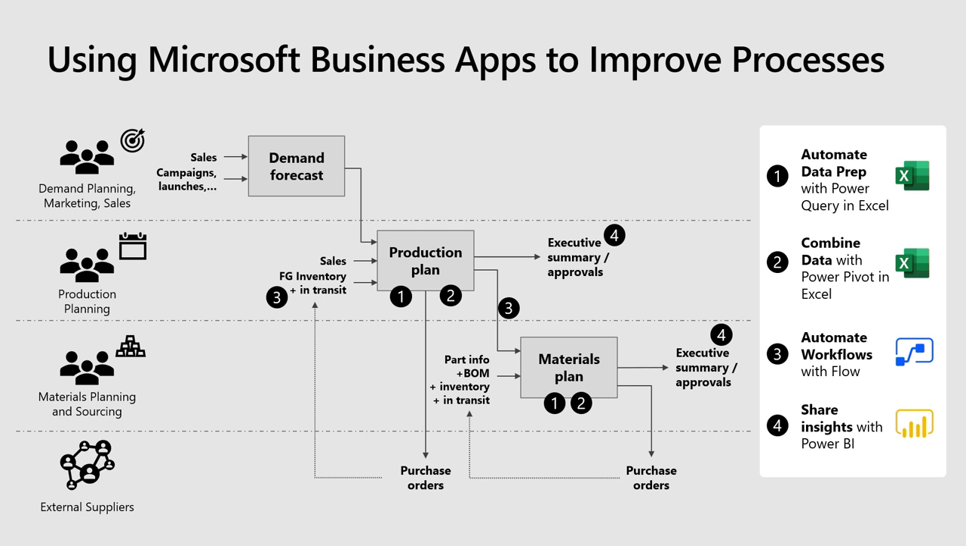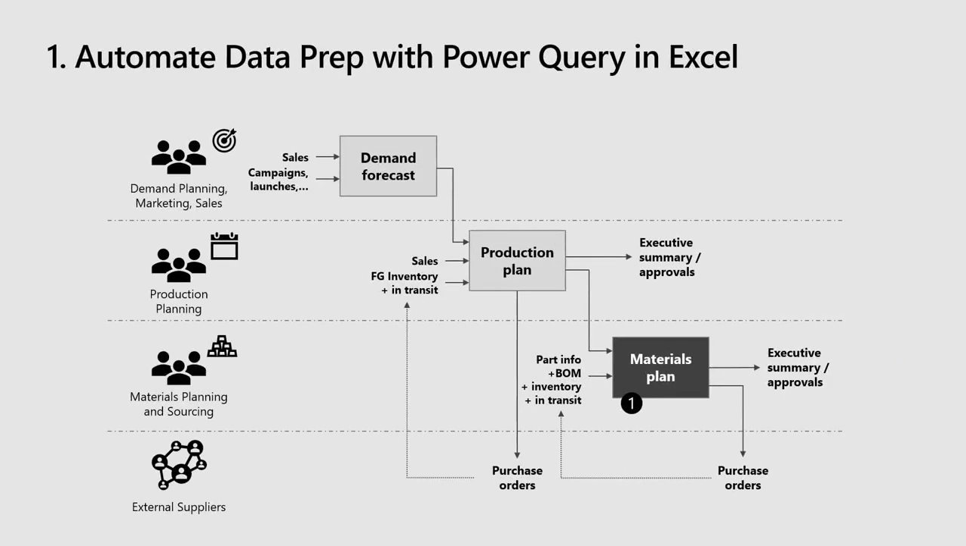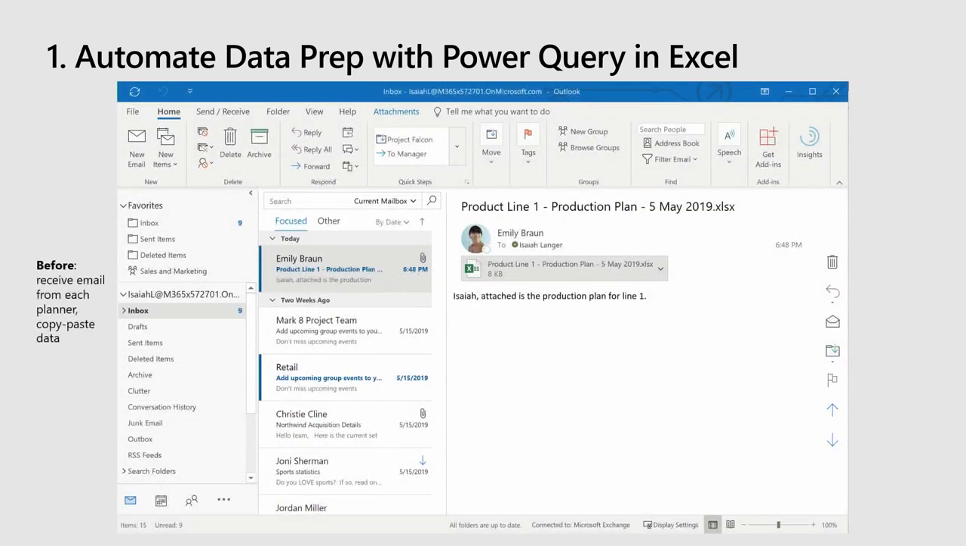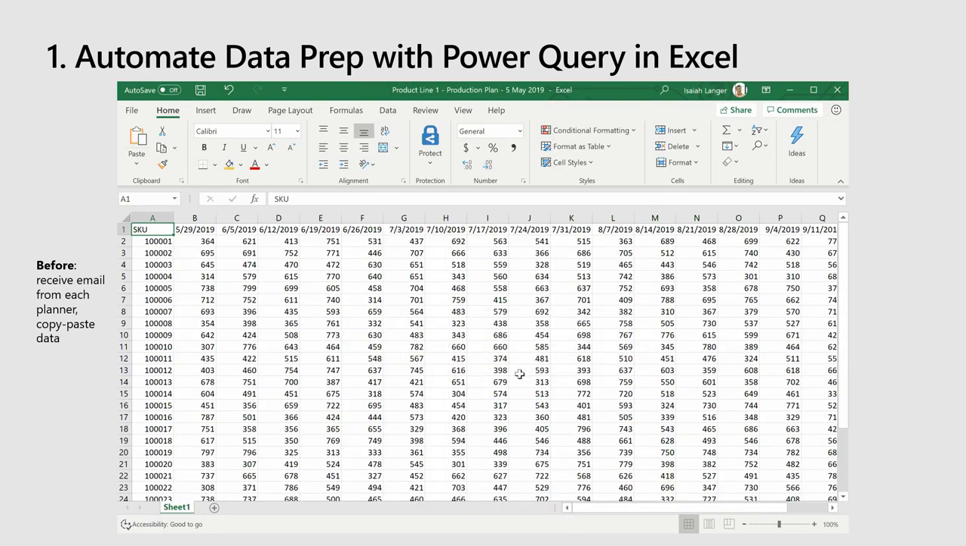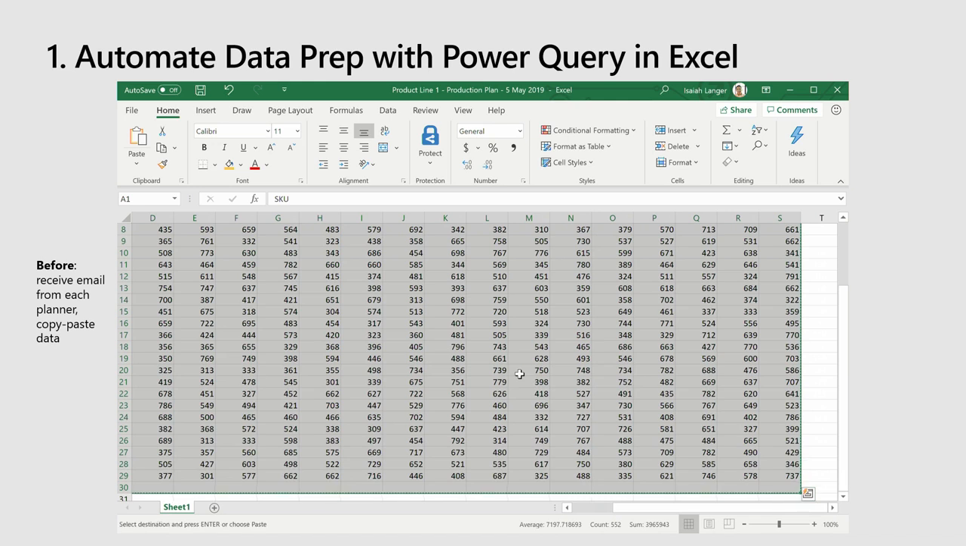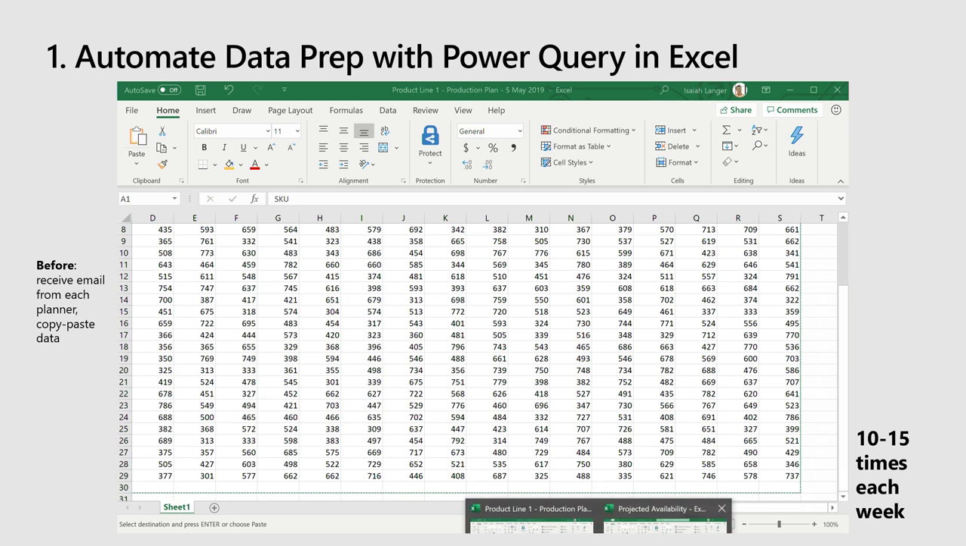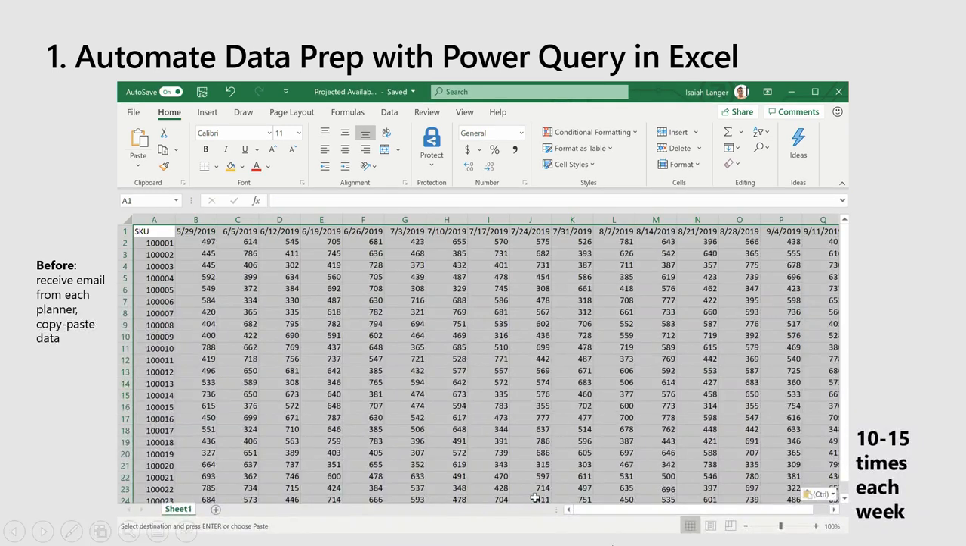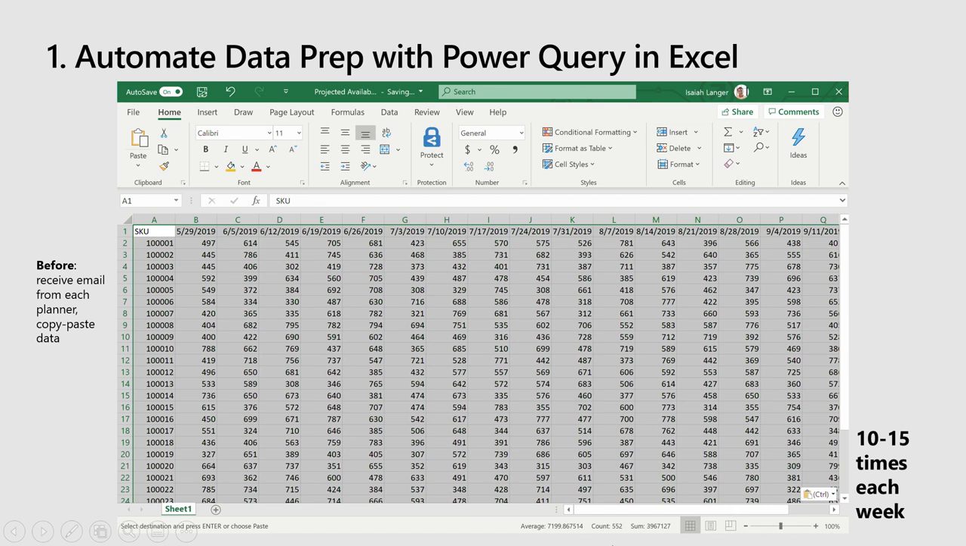So I'm going to go into the detail of each of these, starting with automating the data prep with Power Query. Many of you may be familiar with the workflow where someone sends you an email. It has a flat file, hopefully in the same format that they sent it in last week, not necessarily the case. And you just go into Excel, open, copy, paste it into your spreadsheet. It can be between 2 times a week and 20 times a week, depending on your process and function.